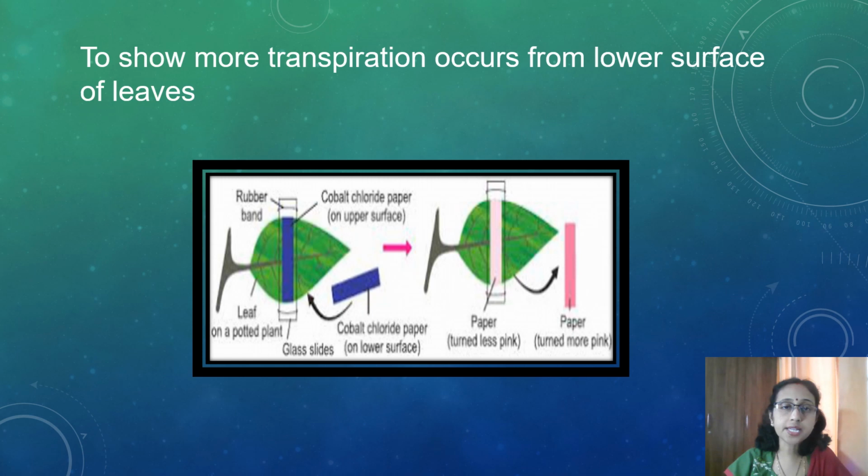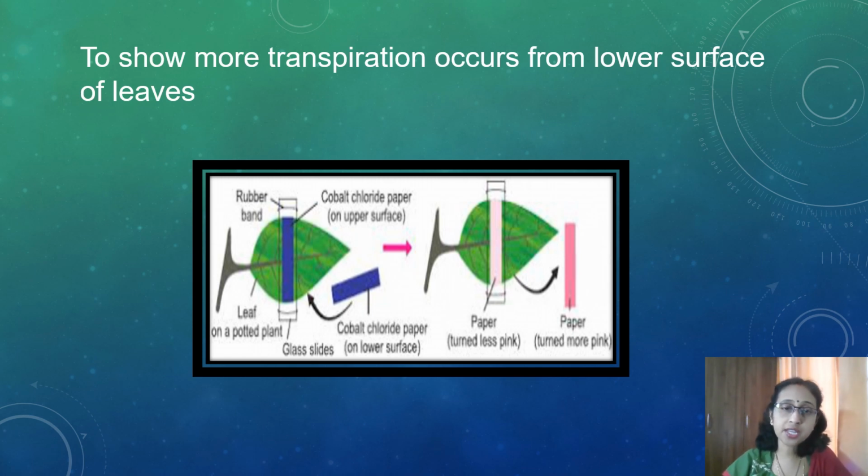Now here is the third experiment, where we are proving that more transpiration is occurring from the lower surface of the leaves. In this experiment also we are taking cobalt chloride paper, as it is a good indicator of the presence of moisture during transpiration, and it shows a drastic color change. As we said in the previous slide also, it is generally blue in color, but after absorption of water vapor, or moisture, it turns pink.